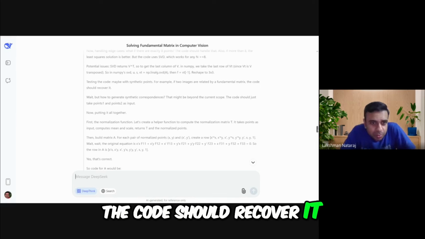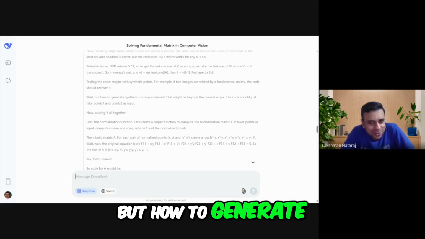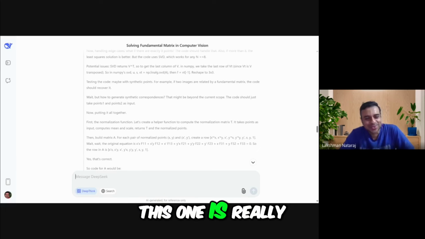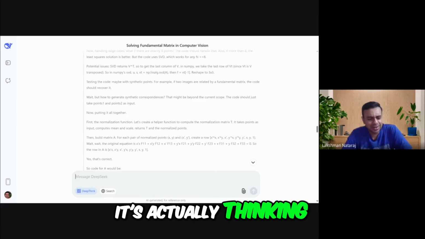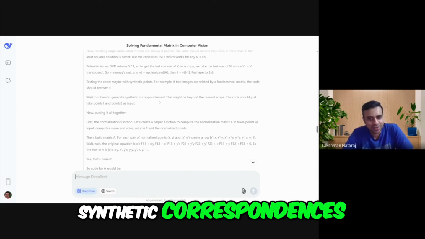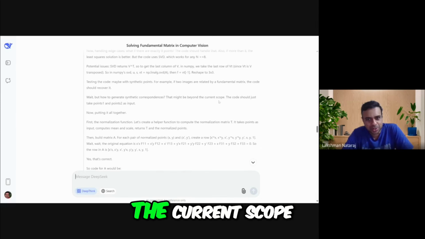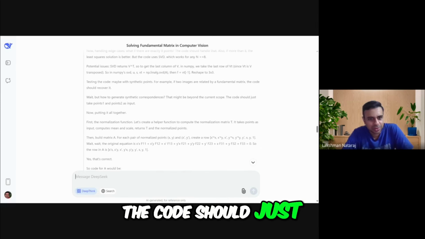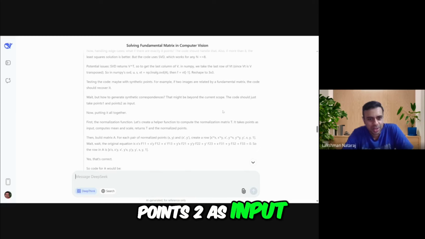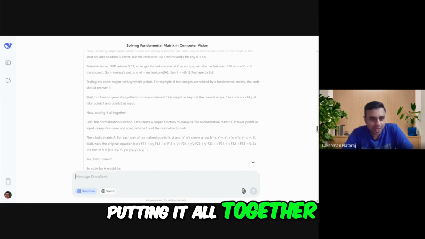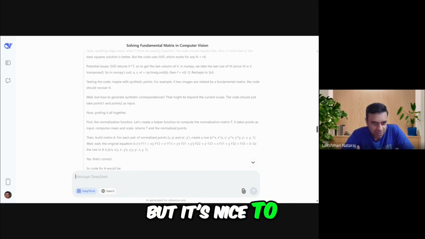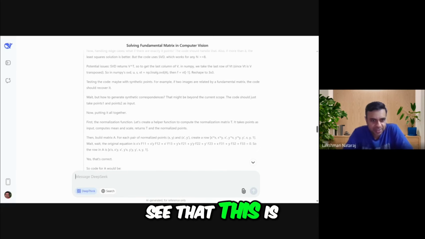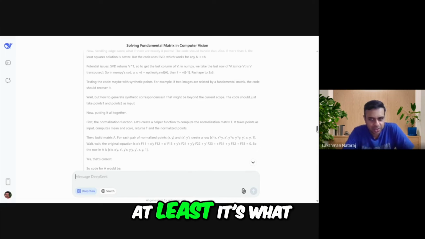And then it says, wait, but how to generate synthetic correspondences? This is what is really, I mean, I've never seen something like this in other models. It's like thinking to itself. It's actually thinking. It's like, wait, but how to generate synthetic correspondences? That might be beyond the current scope. The code should just take points 1 and points 2 as input. Now, putting it all together, I don't know if this is what it's actually doing behind the scenes, but it's nice to see that this is the process. At least it's what is there.